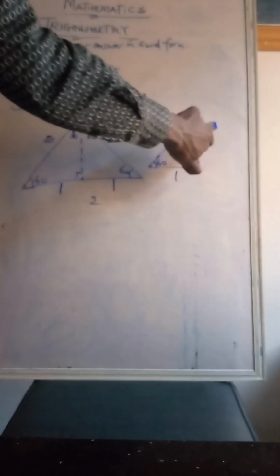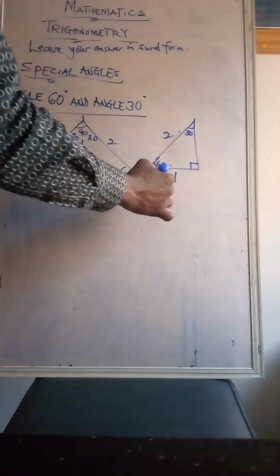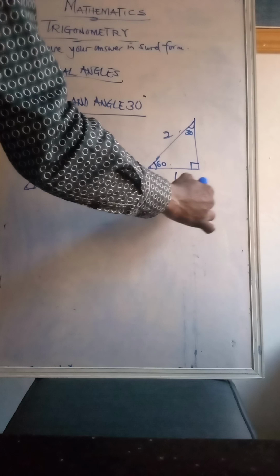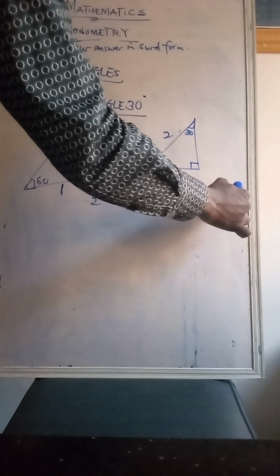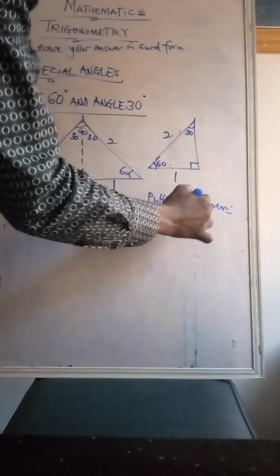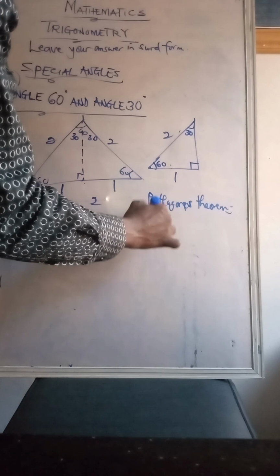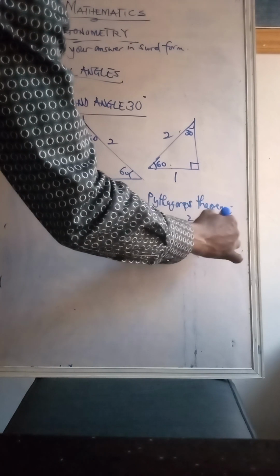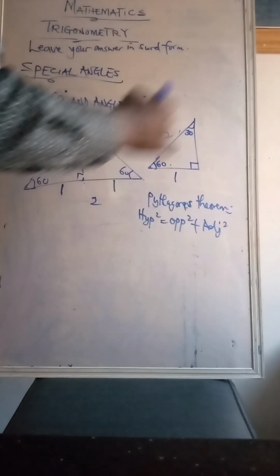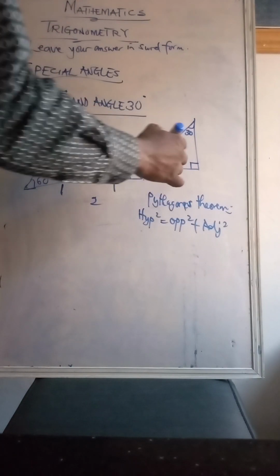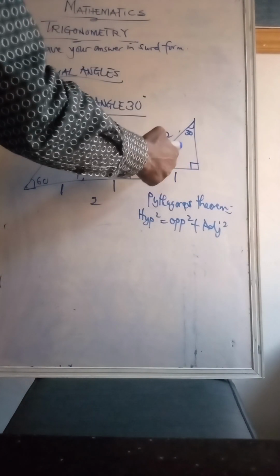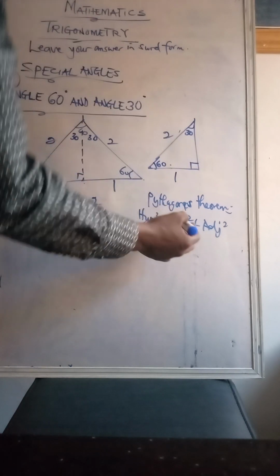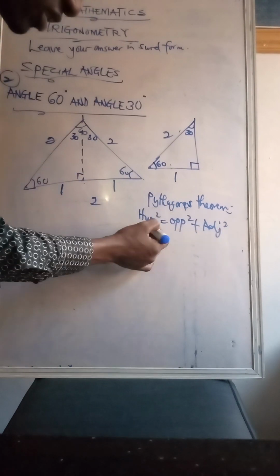Now find this place. If we use Pythagoras theorem, which says hypotenuse square equals opposite square plus adjacent square. So I am looking for the opposite of angle 60. The opposite of angle 60. So that means I can carry my adjacent square to this side.